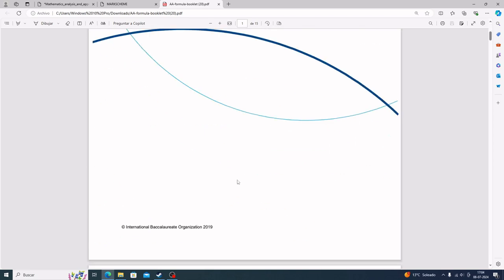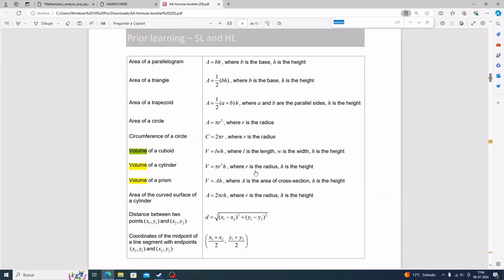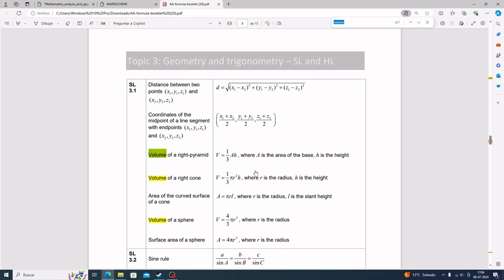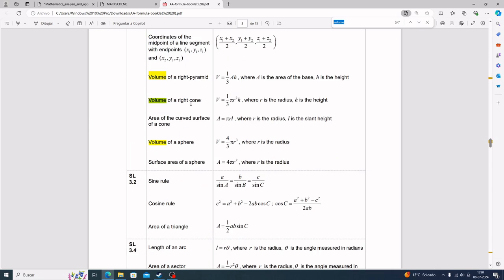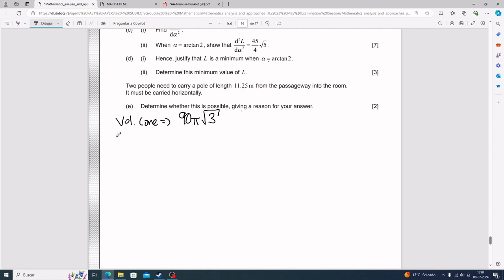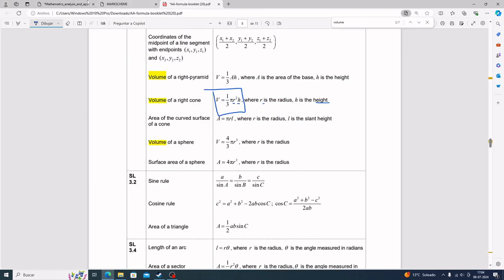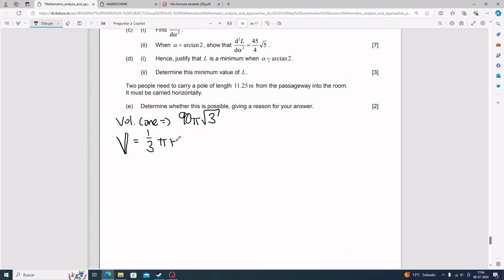So open up the formula booklet. Let's go ahead and find volume of a right cone. So here's the volume of a right cone. See? R is going to be the radius, pretty standard. H is going to be the height. So volume of a cone with big V, to show that it's the formula, is a third pi r squared times h.